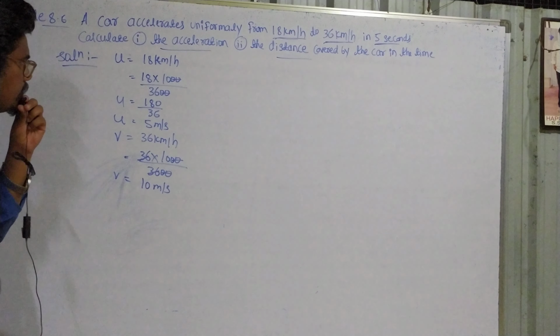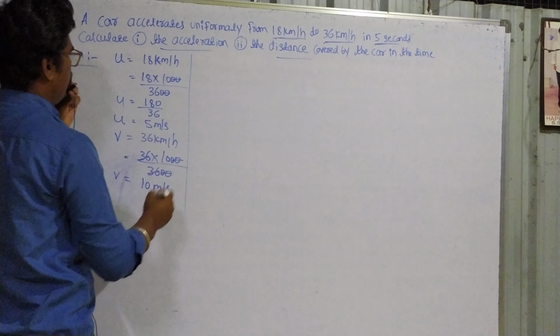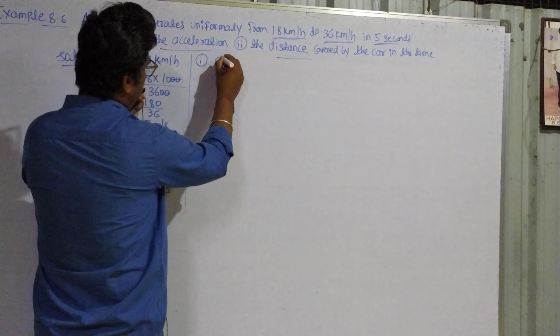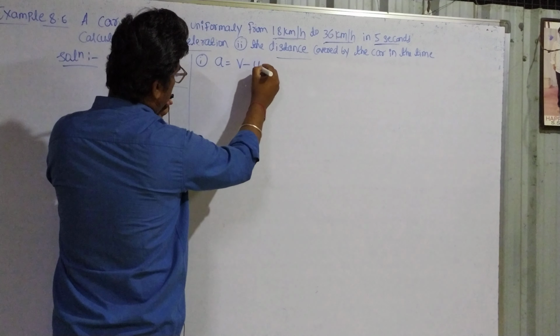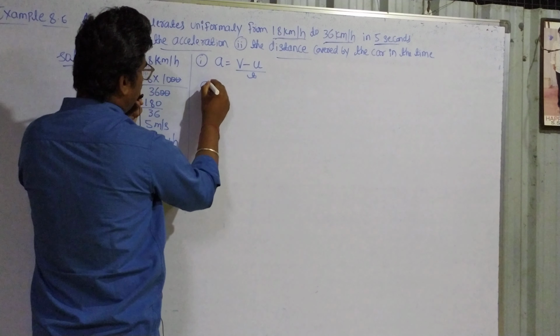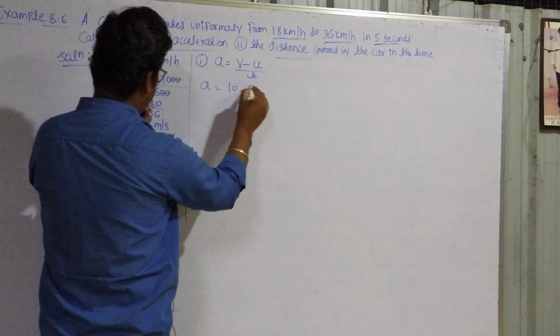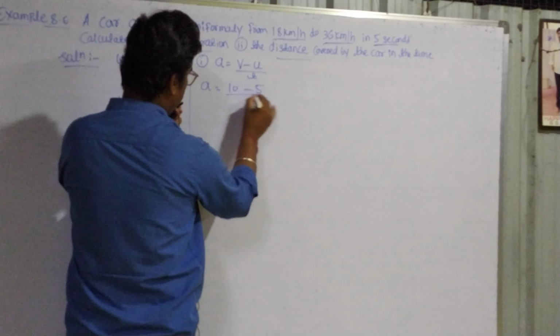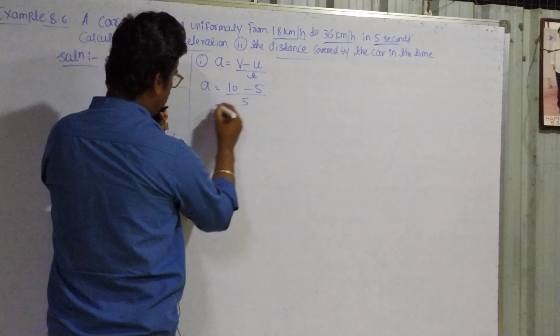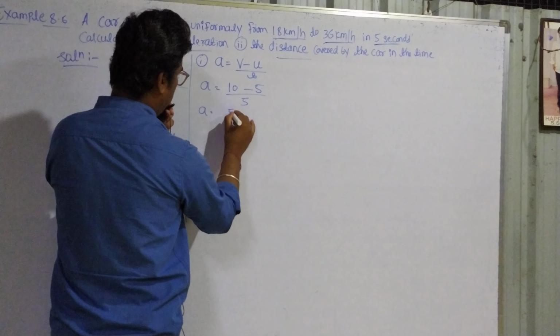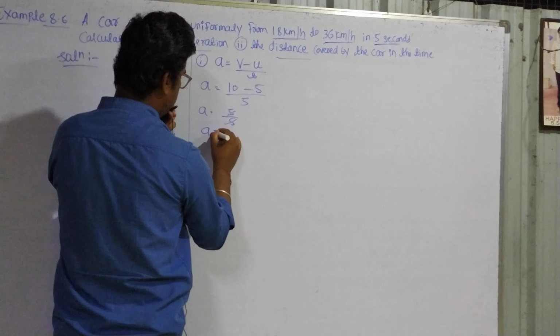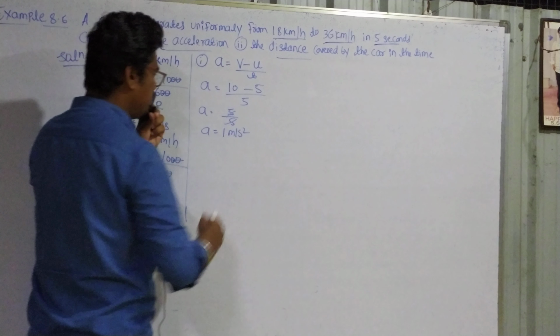Next you have to find the acceleration first. The acceleration formula is final velocity minus initial velocity divided by time. The time given here is 5 seconds. The final velocity is 10, the initial velocity is 5, divided by the time, 5 seconds. So acceleration is 10 minus 5, that is 5, and 5 by 5 gives the acceleration in meter per second square.